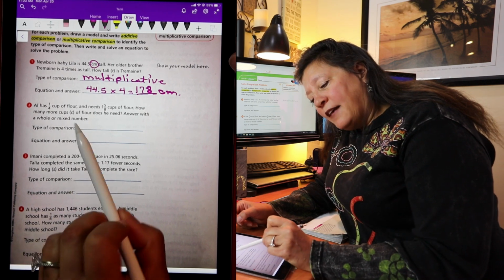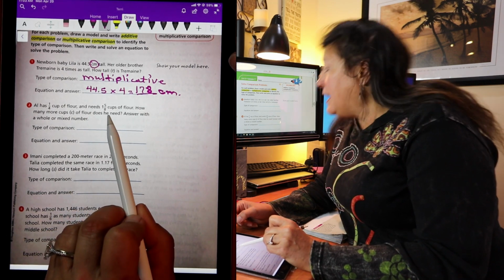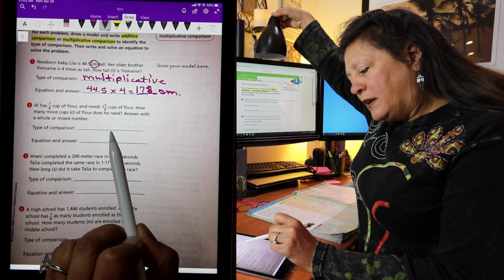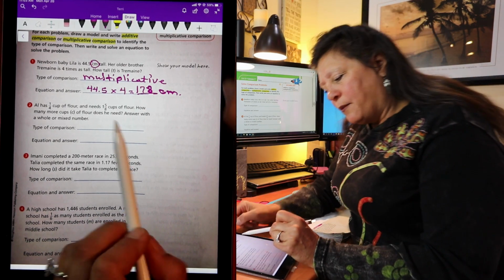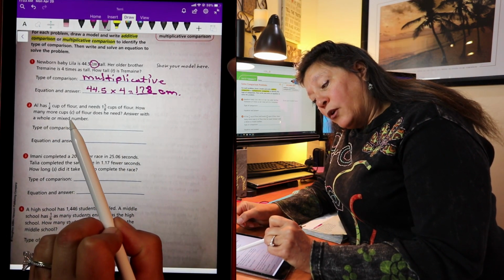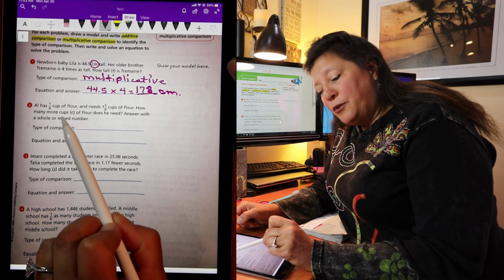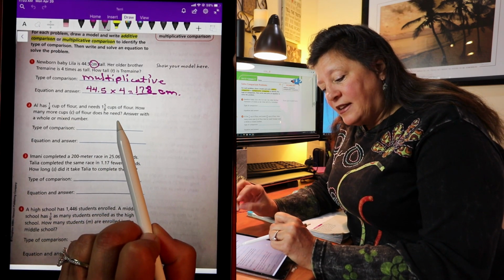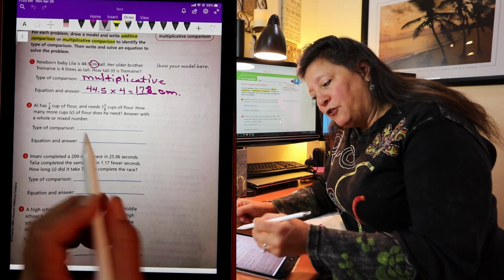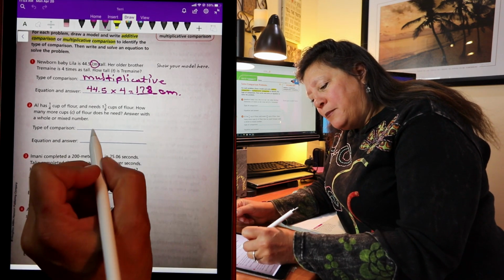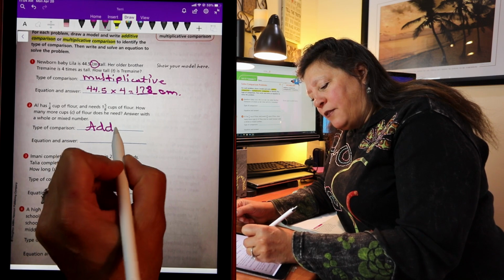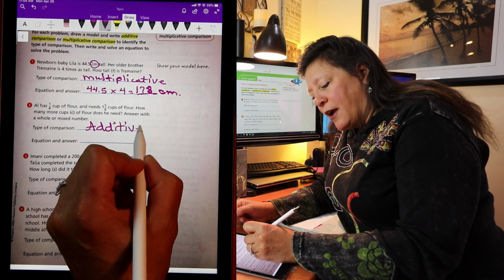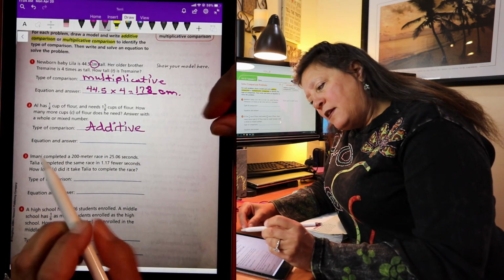Number 2, Al has 1/4 cup of flour and needs 1 5/8 cups of flour. How much more cups of flour does he need? Well, we know how much he has and we know how much he needs, but we got to find the difference to find out how much more. So this is going to be an additive, because it's an additive when you have to add or subtract.